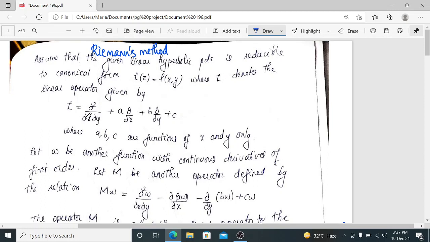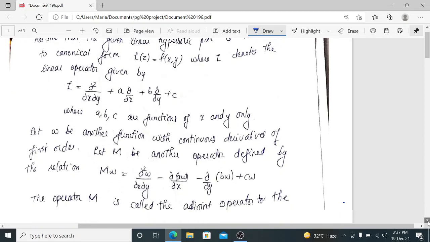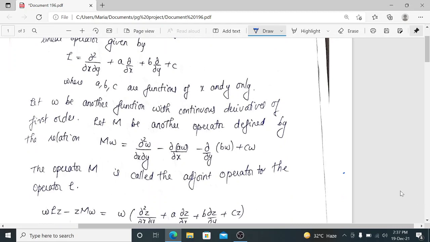Now corresponding to the operator L, I will define an adjoint operator M. If you have the function w, then when M operates on w, we get ∂²w/∂x∂y minus ∂/∂x of (a w) minus ∂/∂y of (b w) plus c w. This operator is called the adjoint operator to the operator L.